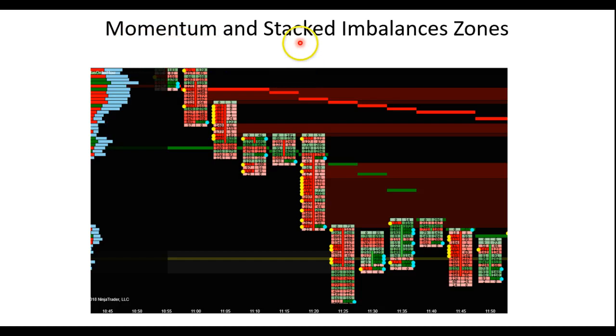Okay. The stacked imbalance zone, I don't have it on, but if you get, I think, 2 or 3 stacked imbalances, it will also show a bar, or a line across. But at times I don't need that because I can clearly see where the stacked imbalances are. But these momentum zones and the stacked imbalance zones act as support and resistance.